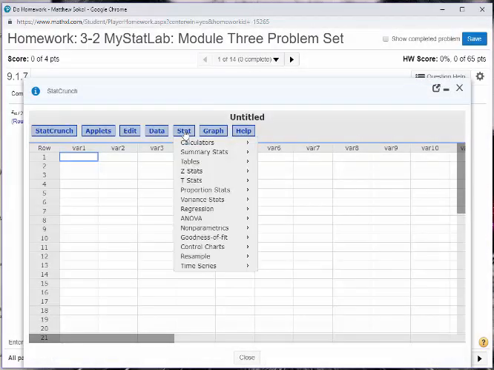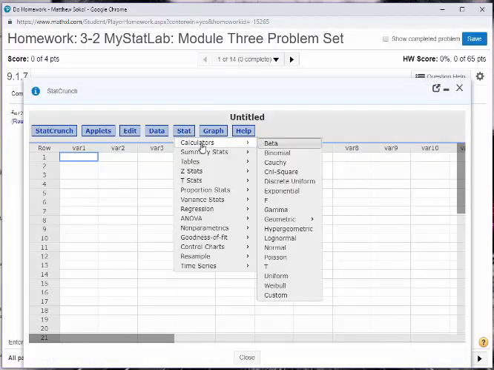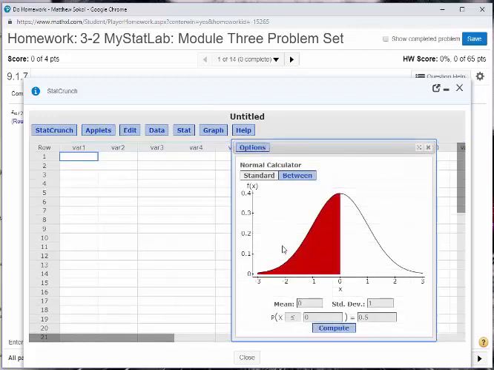Now the way you find this in StatCrunch is we'll load up our StatCrunch. We're going to go to Stat, we're going to go to Calculators, and we're going to go to Normal. This is the normal calculator that we used a bunch in last week's video. Here's what gets a little weird. We know that z corresponds to a standard normal variable, so mean 0, standard deviation 1.